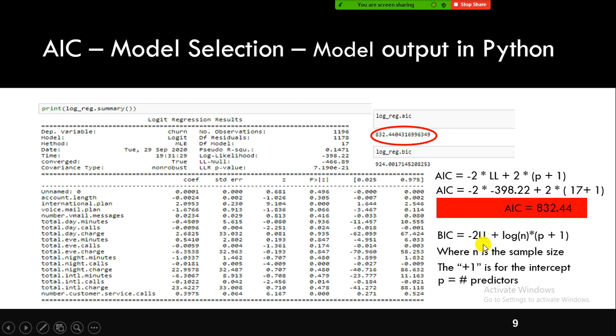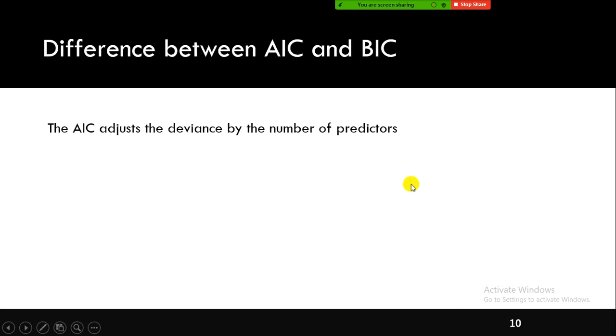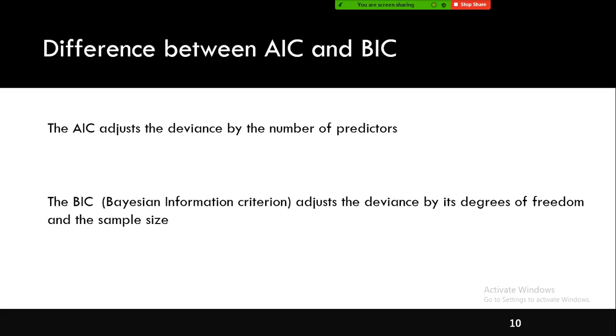Here the log likelihood we know very well. If you plug in all this, in this case you need to specify the number of samples, how many observations were there in your training data set. If you specify that, that is more than sufficient. So like AIC, here also the one is for the intercept, P is the number of predictors, and N is the sample size. Using both AIC and BIC we can do model selection.